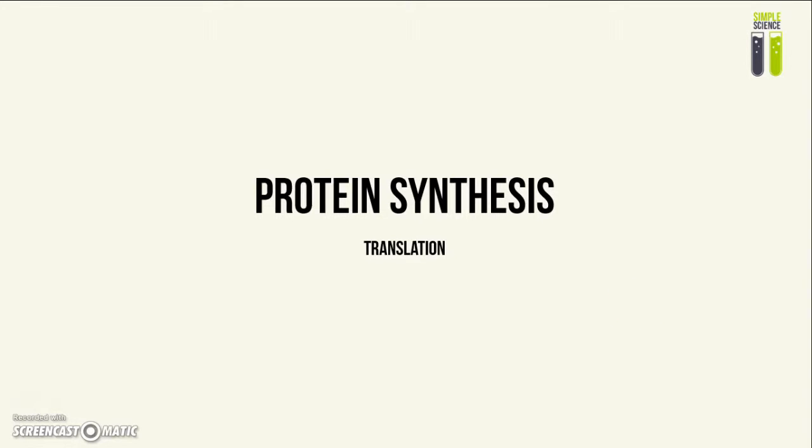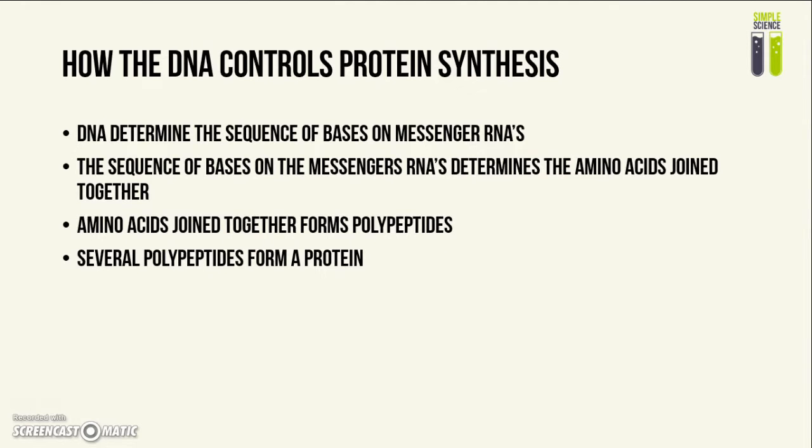The last stage of protein synthesis is translation, and this is where the mature mRNA molecule is actually used to make a polypeptide chain. Before we look at translation itself, we need to look at how the DNA controls protein synthesis. The sequence of bases on the DNA determines the sequence of bases on the messenger RNA, or the mRNAs. In turn, the sequence of bases on the mRNAs determines the sequence of amino acids that are joined together, and this sequence of amino acids determines the polypeptide that is formed, and the polypeptides will then form a protein.